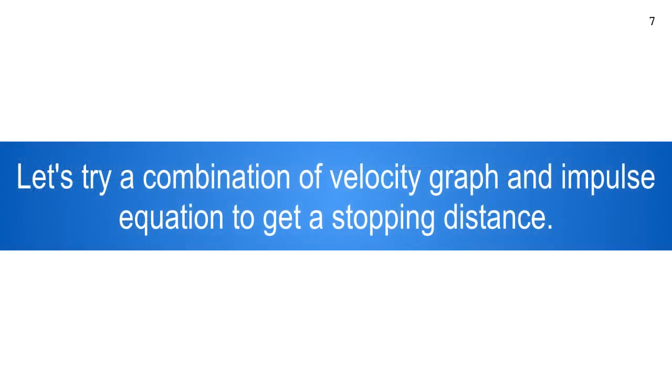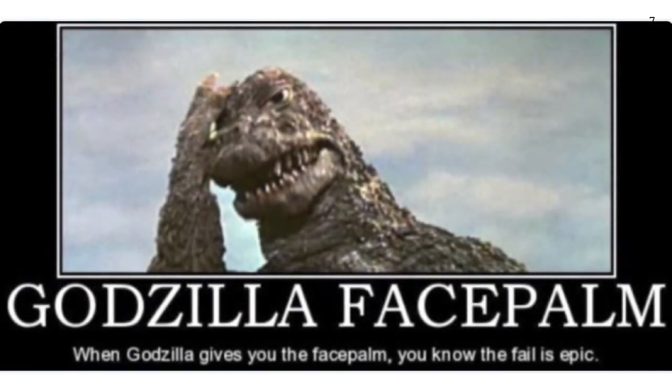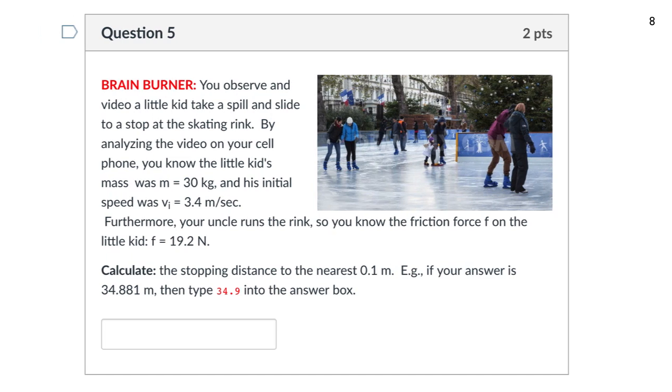So now let's try a combination of velocity graph and impulse equation, which we just used, to get a stopping distance. Now remember, I told you that the two main tasks that we have are to figure out a stopping distance or use a stopping distance, and number two, figure out a stopping time or use a stopping time. Okay, so this is a little bit new information, and so let's do this, and hopefully you won't be forcing Godzilla into a facepalm of epic magnitude.